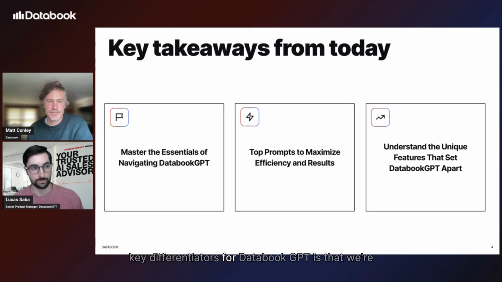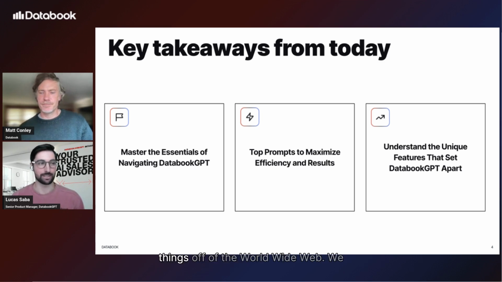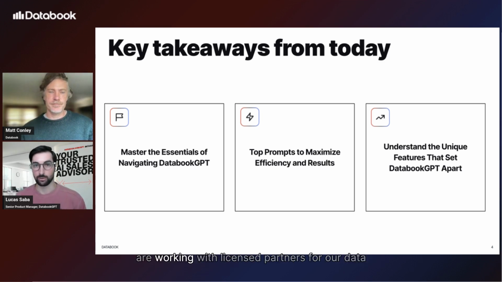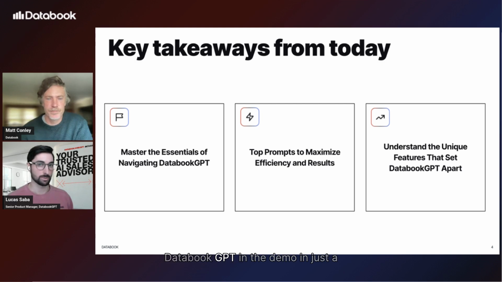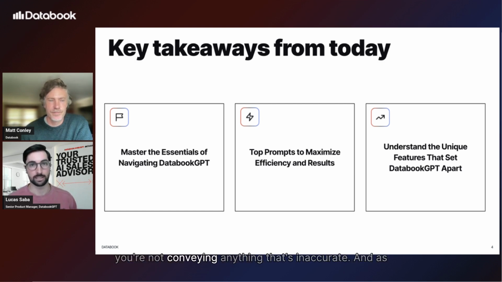Some of the key differentiators for Databook GPT is that we're 100% accurate. So when you look at a tool like ChatGPT, not to harp on them because I think what they do is absolutely amazing, but we're not scraping things off of the World Wide Web. We are working with licensed partners for our data to make sure that we're providing you the most comprehensive and verified information as possible. And you'll see that through some of the citations that we actually provide in our answers in Databook GPT in the demo in just a second. But I think that's a really important point because if you're talking to your clients, reputation is everything. You want to make sure that you're not conveying anything that's inaccurate. And as I mentioned, you'll have those sort of cited responses for peace of mind, which is really great.